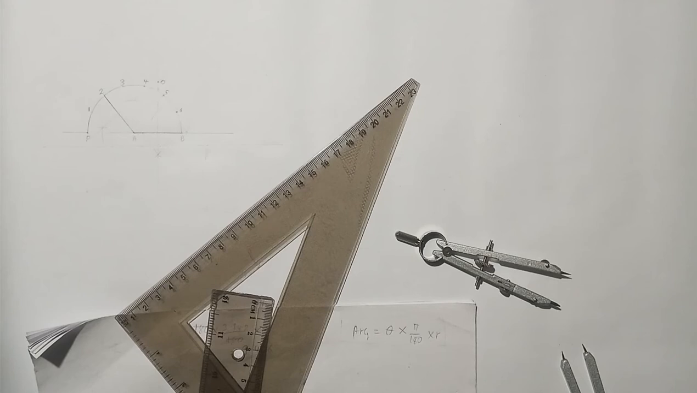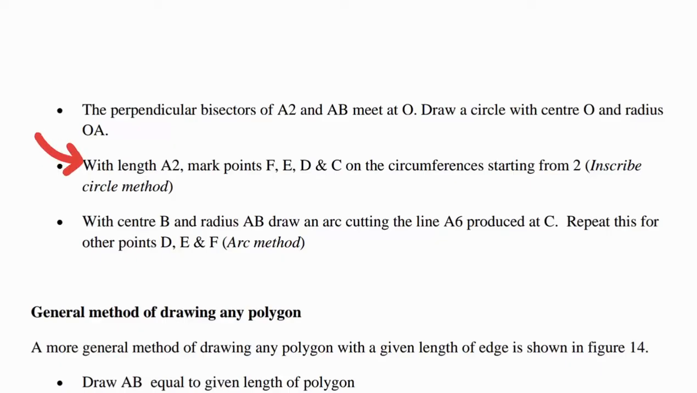Now instruction 5, I'll take this one as my last instruction, says with length A2, mark points F, E, D, and C on the circumference starting from 2. Inscribed circle method. That's the method we are going to use.